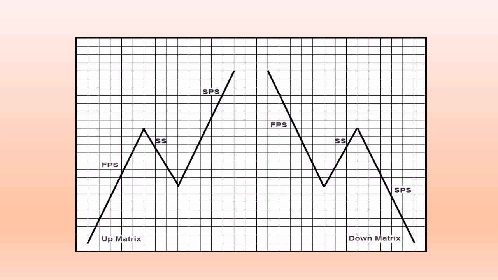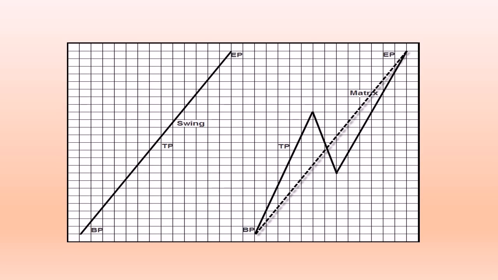In Goodman Wave Theory, a 1, 2, 3 is called a matrix. It is composed of 3 swings. The first primary swing or FPS, the secondary swing or SS, and the second primary swing or SPS. The points of swings also have names. The initial point of each swing component is called the beginning point or BP, and the final point is called the ending point or EP. The middle point is called the tipping point or TP.